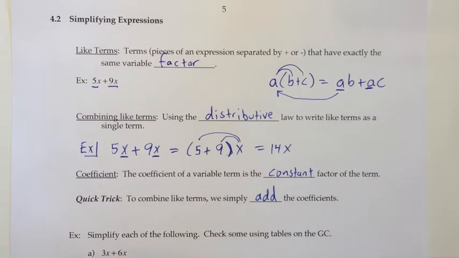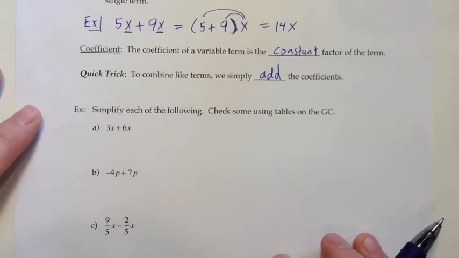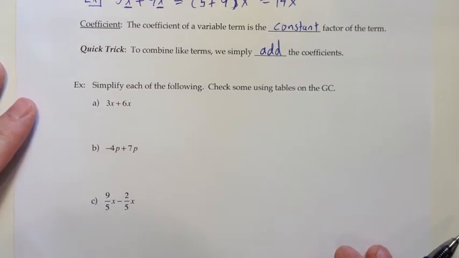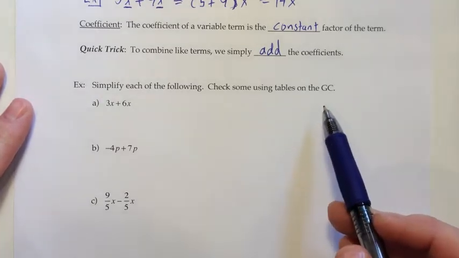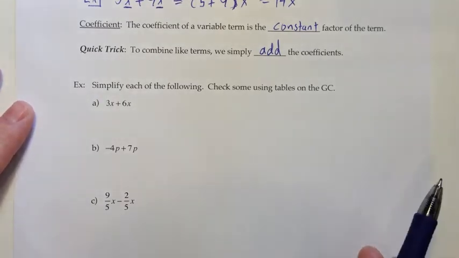So let's go ahead and look at some more examples of this. So we're going to go ahead and try and simplify each of the following by combining the like terms. And after we're done with all these, I'll show you a way that you could use the graphing calculator to check your work on these as well.